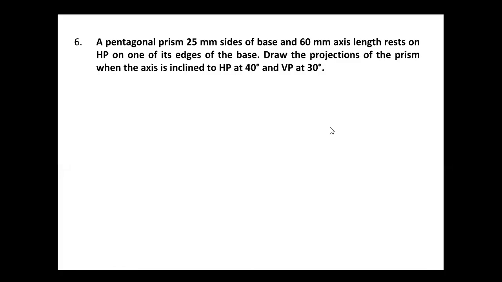Today we have a problem on pentagonal prism. The problem statement goes like this: a pentagonal prism, 25 side of base and 60 axis length, rests on HP on one of its edges of the base. Draw the projections of the prism when the axis is inclined to HP at 40 degree and VP at 30 degree.